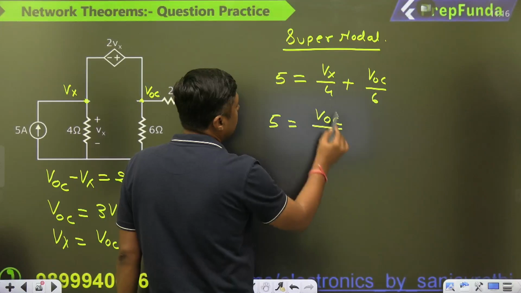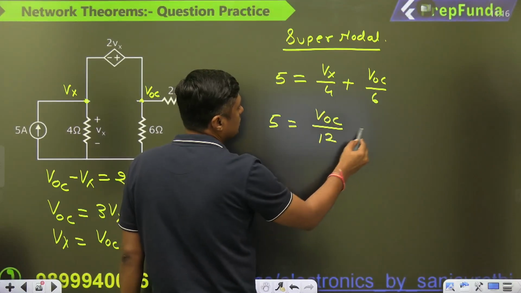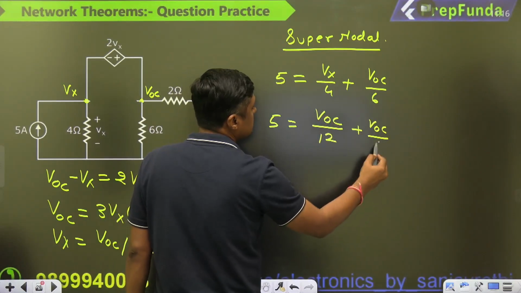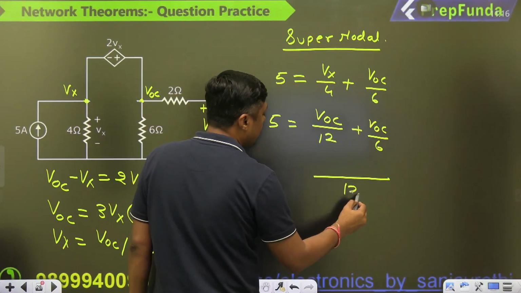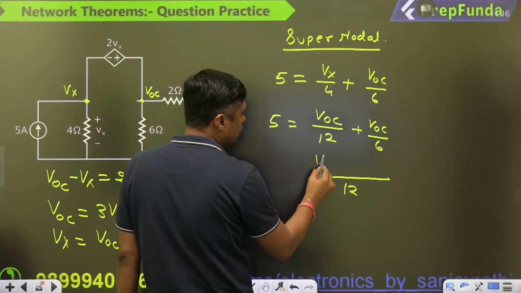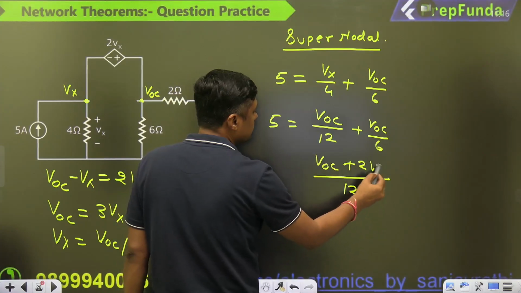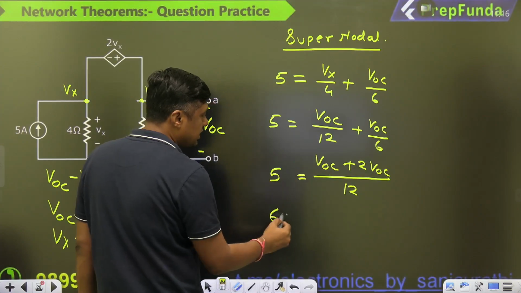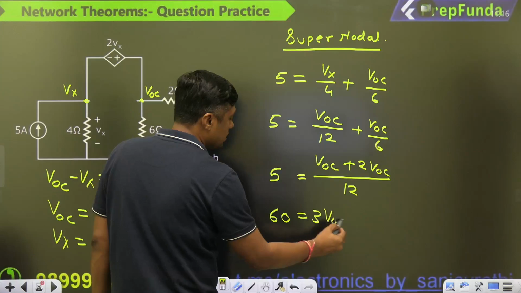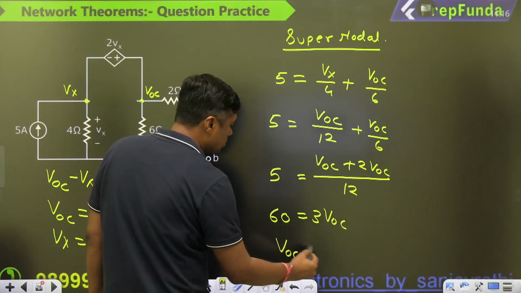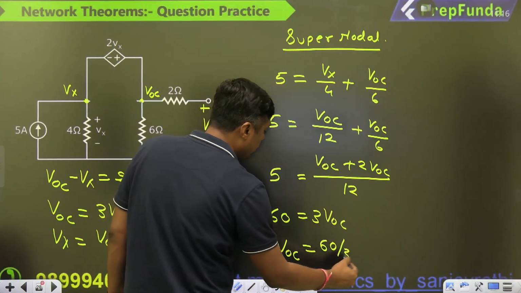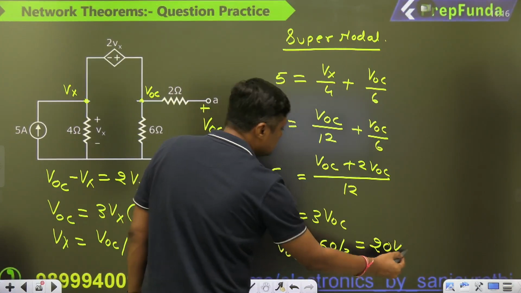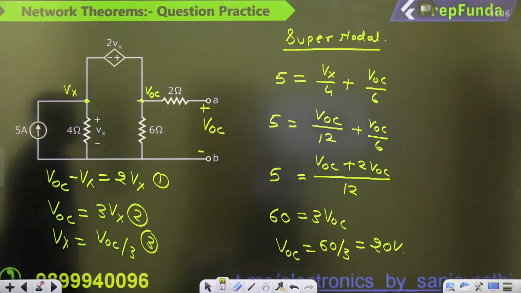VOC by 3. So you can write 5 is equal to VOC by 12 plus VOC by 6. You can take 12 as the LCM. It will become VOC plus 2 VOC is equal to 5 into 12, 60, is equal to 3 VOC. So VOC is equal to 60 by 3, 20 volt. This is called supernodal.